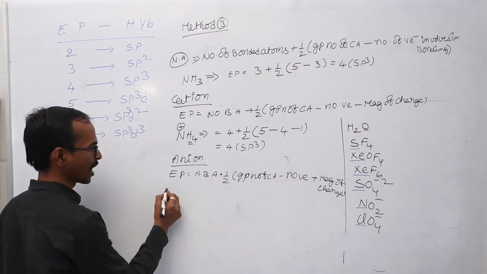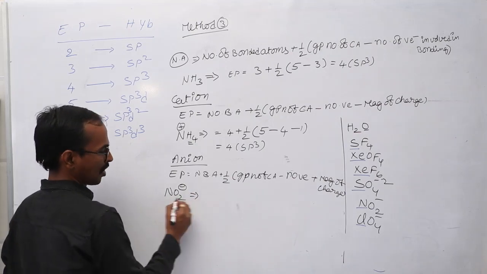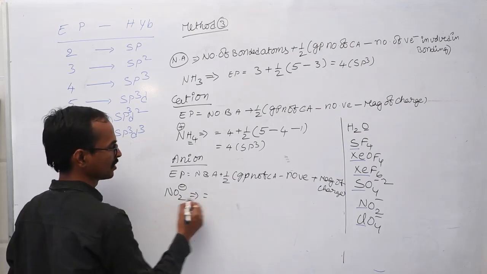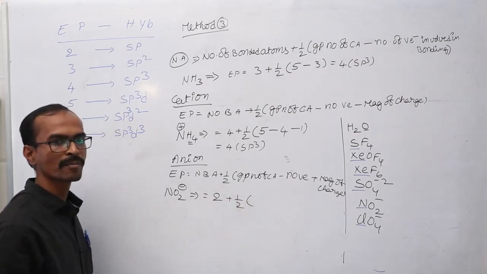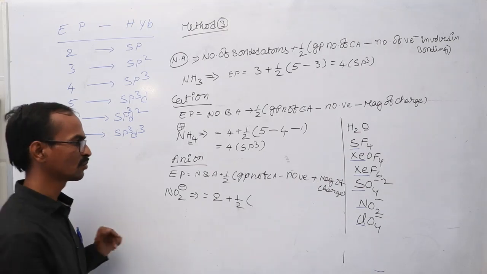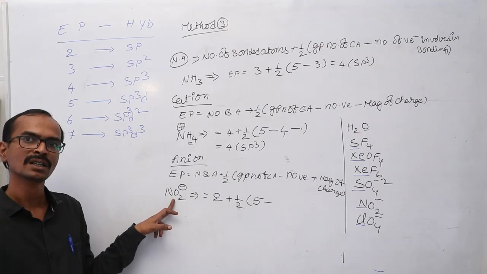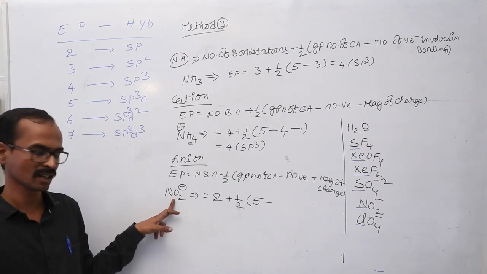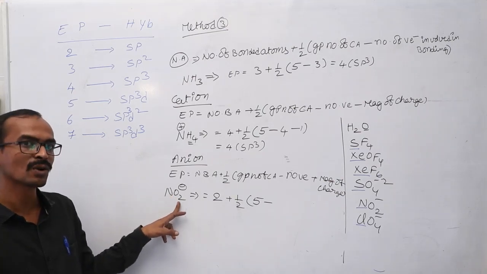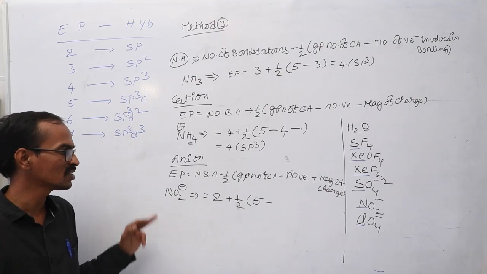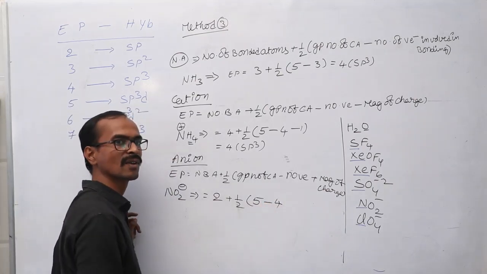Now let me take NO2 minus. How many bonded atoms were here? 2 oxygen. So 2 plus half into, what is the group number of nitrogen? It belongs to 5A group. 5 minus, what is the valency of nitrogen? On the first day itself we described that the valency of an element with respect to oxygen is equal to twice the number of oxygen atoms with which it is attached. So 2 oxygen atoms are there, so its valency will be 4.